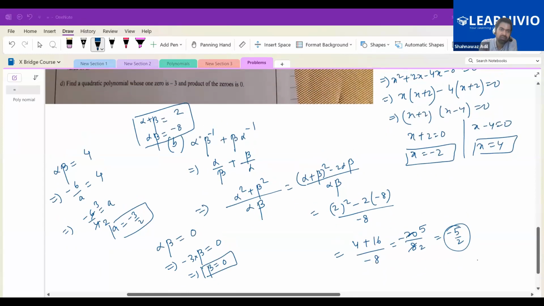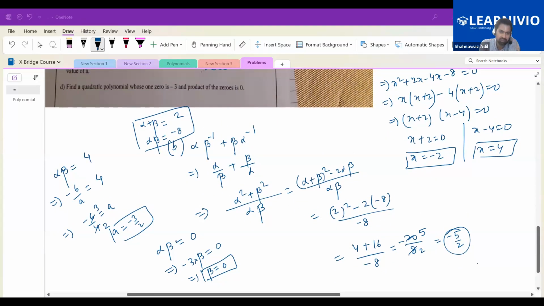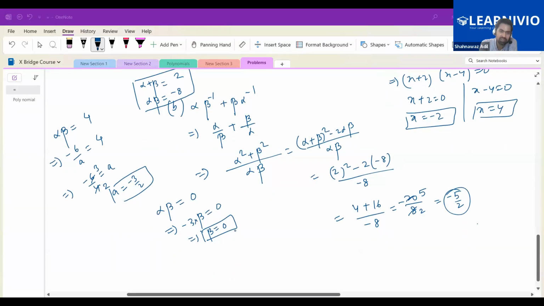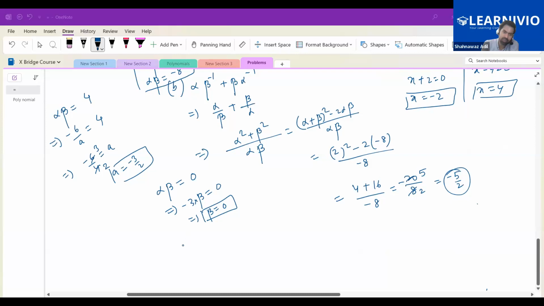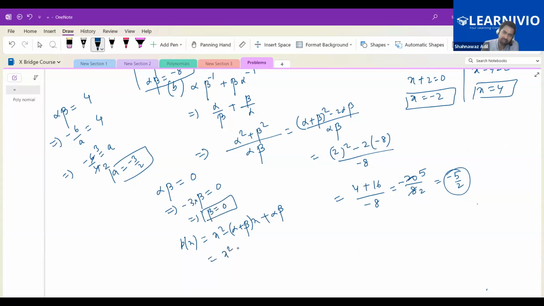So they have given that the product of the zeros is 0. One of the zeros is -3. So let's say alpha is -3. So we can find out beta, which is 0. Then we can write the polynomial, which is x square minus alpha plus beta x plus alpha into beta. Alpha into beta is 0, and this would be -3 plus 0 into x. This is 0. So this is x square plus 3x. This is the polynomial.